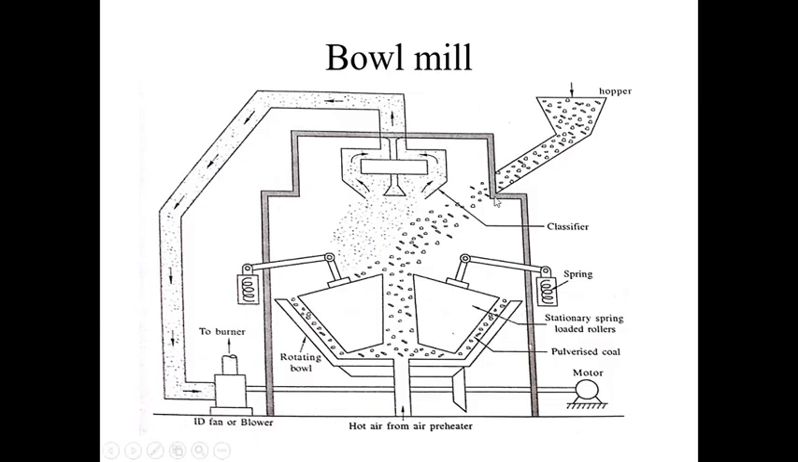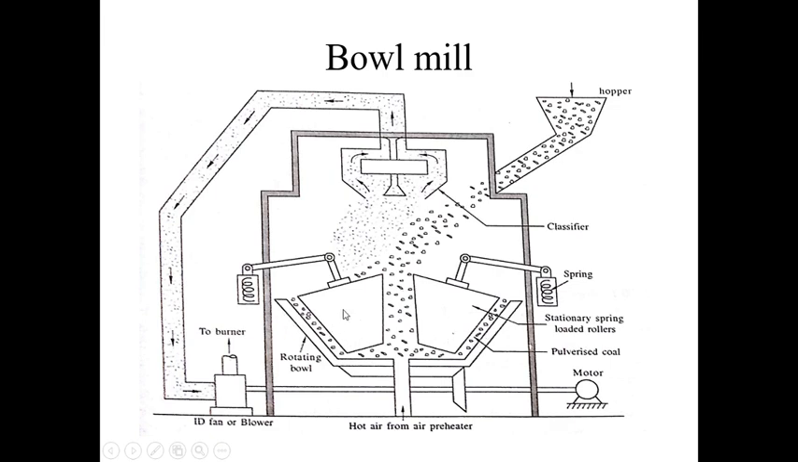And the third one is the ball mill. So here the hopper is there, the coal is supplied in this way, just like a grinder. In the grinder, these stones will be rotating, and here the rotating bowl will be there, but the rollers are stationary. In between that, the pulverized coal will be crushed because of the rolling action of this one.